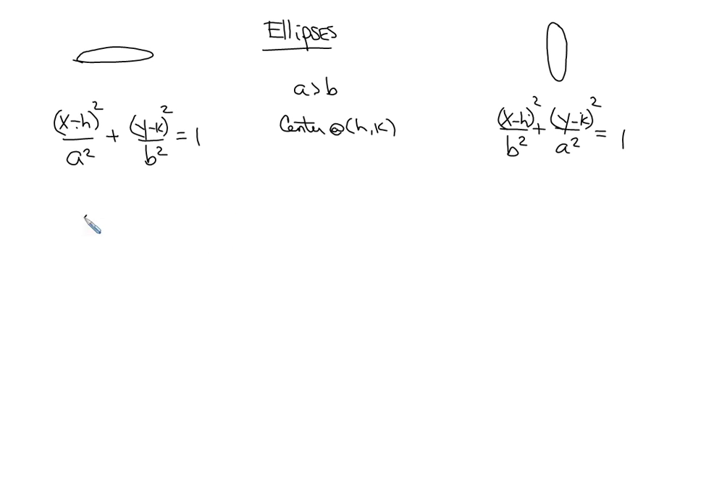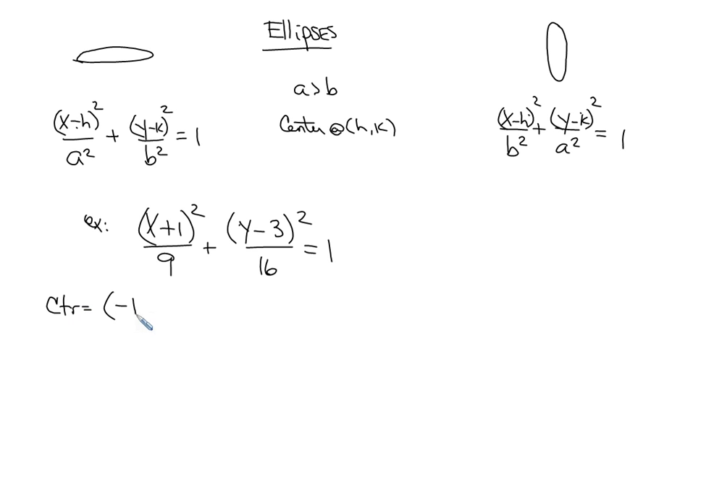So for example, let's say we had one that was x plus 1 squared over 9 plus y minus 3 squared over 16 equals 1. Okay? So what is our center going to be? Negative 1 and 3. Very good. What is our a squared going to equal? 16. Remember, a is the bigger one on ellipses, right? It's one of the differences between ellipses and hyperbolas.